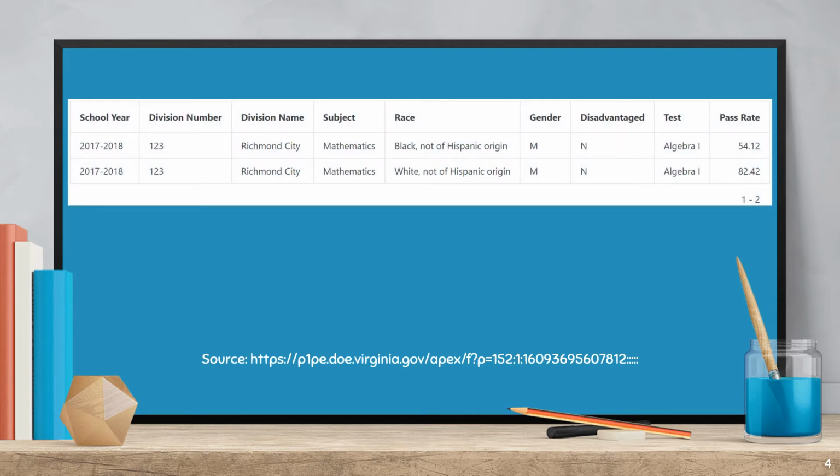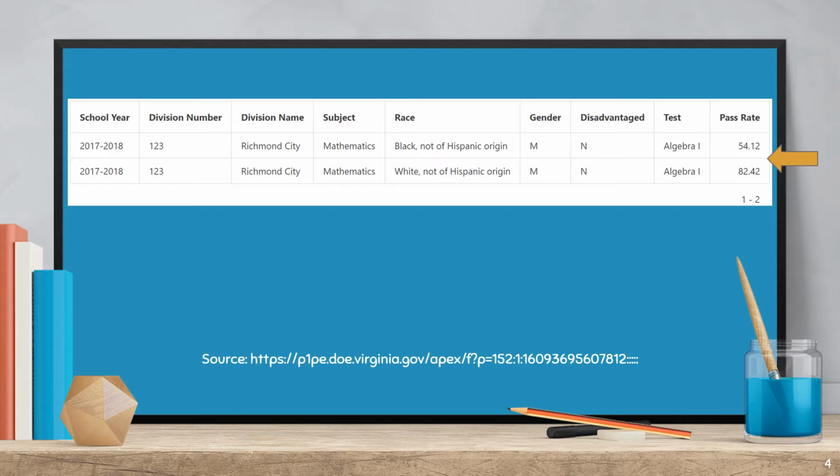Let's take a look at some data in Virginia that illustrate the achievement gap. This information came from the Virginia Department of Education website listed at the bottom of the slide. In the first table, I ran data on males in Richmond by race and SES, and I looked at passing rates for the algebra SOL. The passing rate for white males was about 28 points higher than for black males.